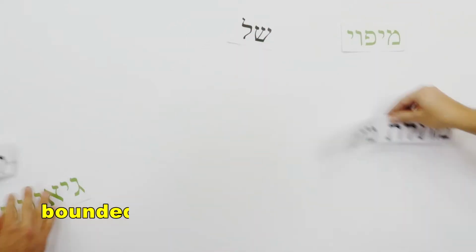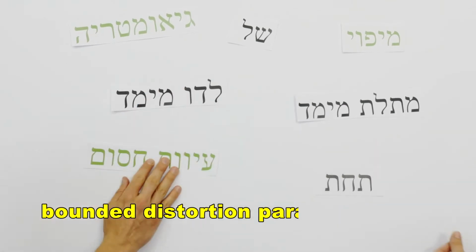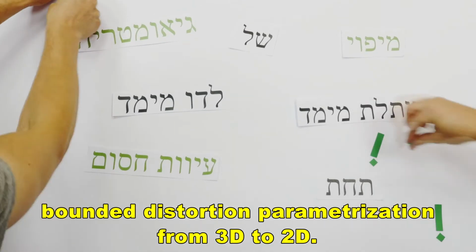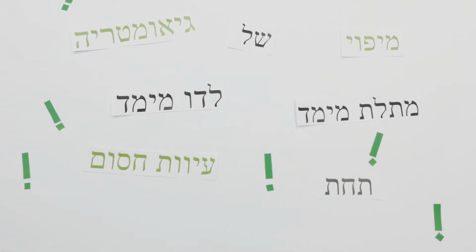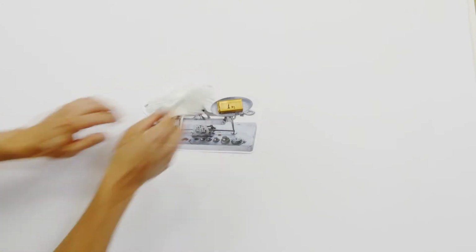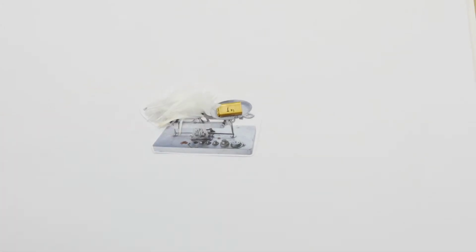So let's review the project's title once again. Bounded Distortion Parametrization from 3D to 2D. Sounds simple, right? Well, it isn't. Why not? First off, this problem is hard to solve computationally due to many restrictions on the solution. To overcome this obstacle, we will solve a sequence of easier problems approximating the original problem.